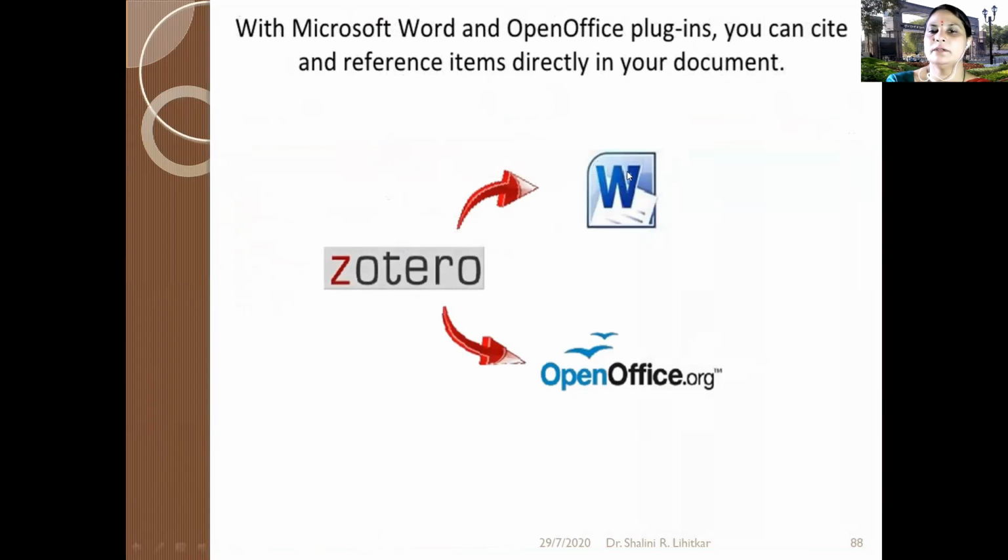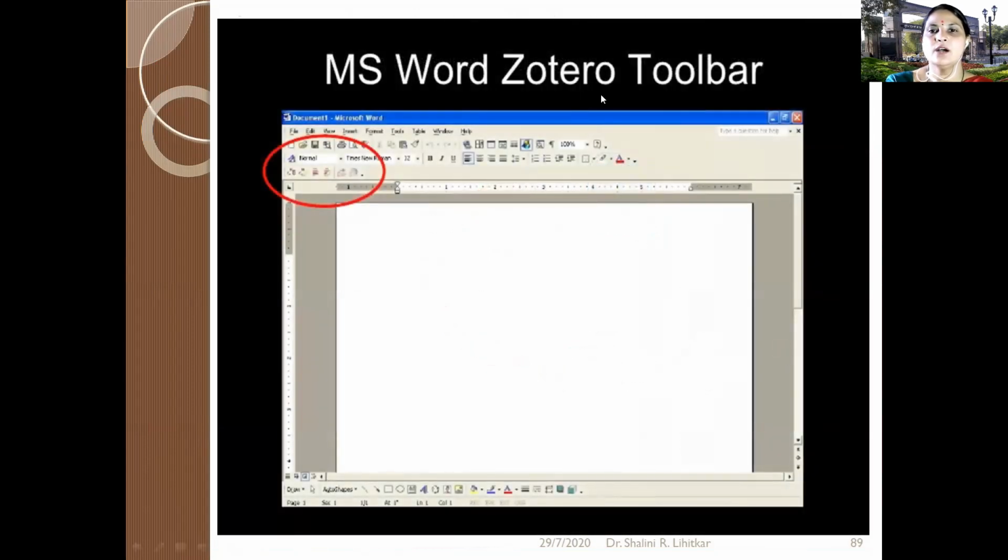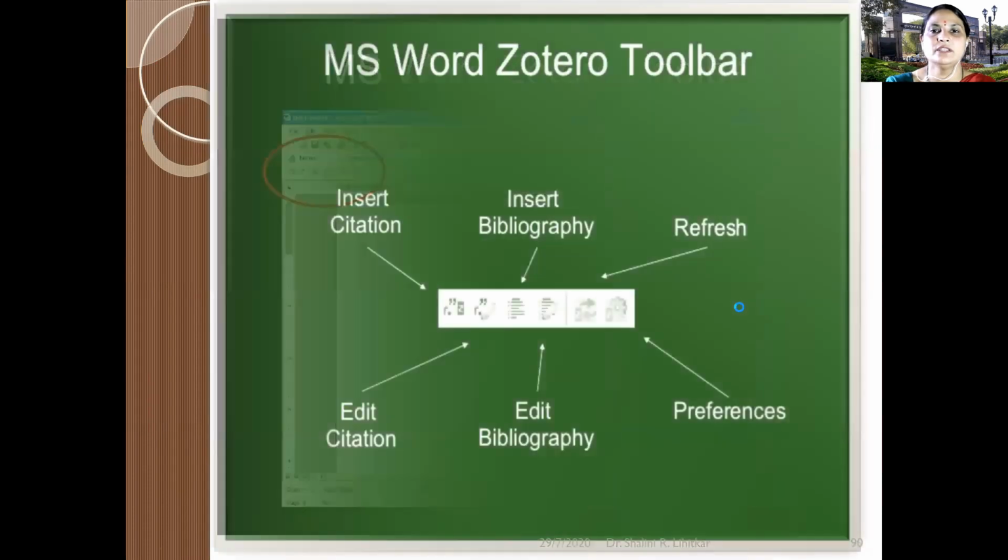Word integration is also possible. Open Office integration is also possible here. Just see the MS Word Zotero toolbar. Once you integrate Zotero with your Word, that means once you open the Word file, the Zotero toolbar will automatically be there, and you can use various features with Zotero.